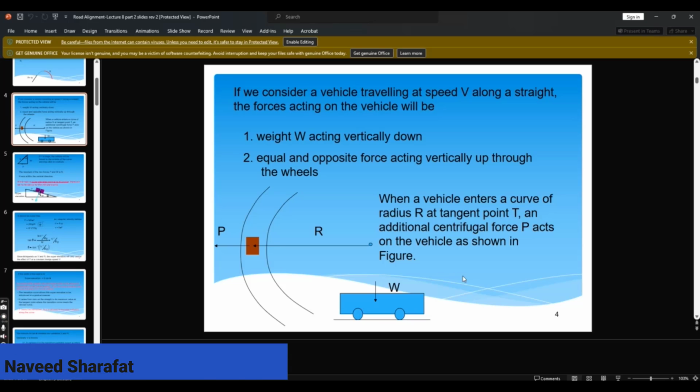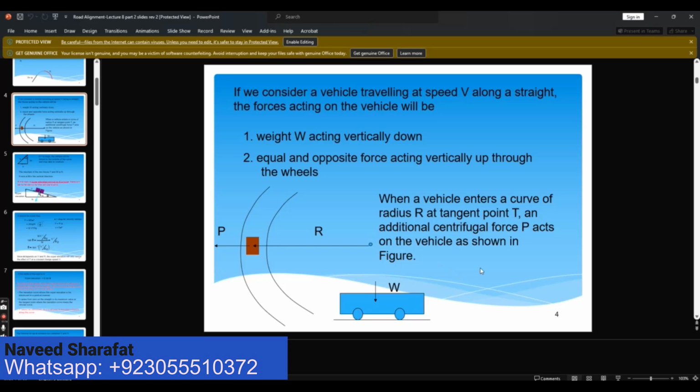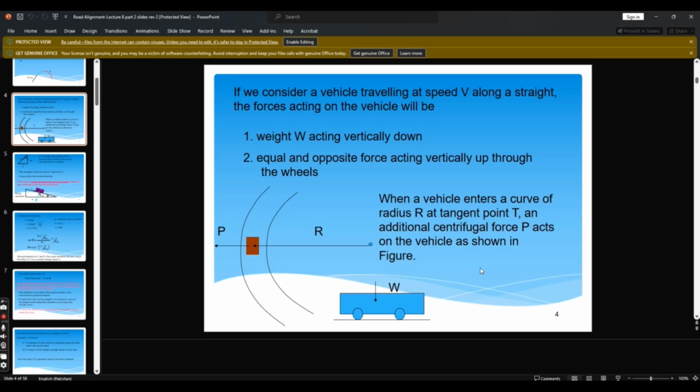use these equations. When a vehicle enters a curve of radius r at tangent t, an additional centrifugal force P acts on the vehicle as shown. You can see here. So these little things will be considered when you are designing horizontal and vertical curves in Civil 3D.